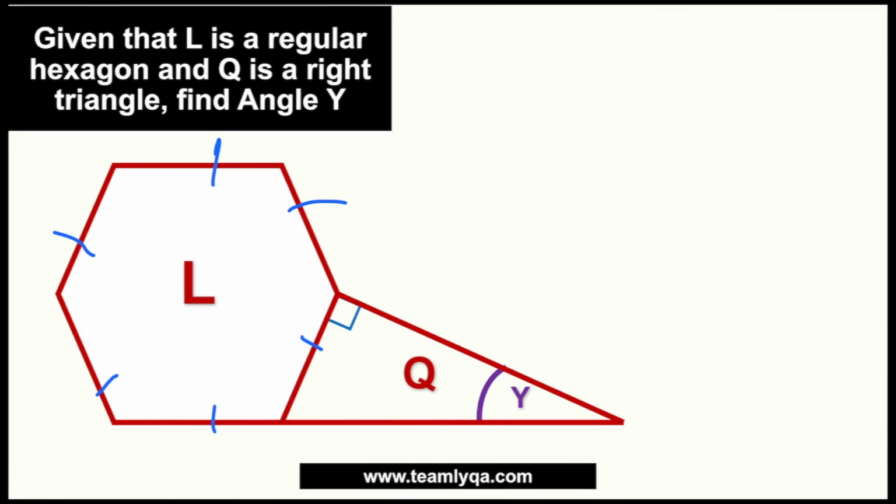So, kung 6 sides siya, ang hinahanap daw is yung angle Y. Ang tanong natin, paano tayo makakarating dyan? Now, ang gagawin lang natin, isa-isahin natin yung information na meron na tayo. Okay? Ang sabi, si Q naman daw is a right triangle.